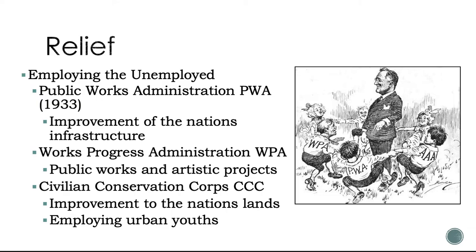So we're not only looking at public works that we can build, that we can take care of, but we're also looking at artistic projects to go after a different skill set of the unemployed. The next one we have here is the Civilian Conservation Corps, the CCC. And this is going to look at improving the nation's lands. And this is going to look at a very specific subset of the unemployed. This is going to be young men from the age of 18 to 25, roughly.